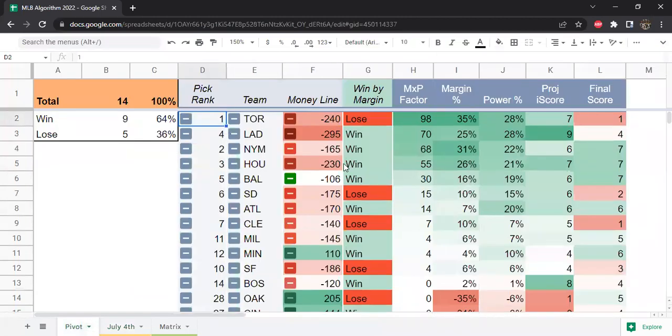So, I love what it's doing. I love what it's doing. And tomorrow the games start at like 4 o'clock and a lot of 6 o'clock games. I'll do the update during the day and do a video during the day.